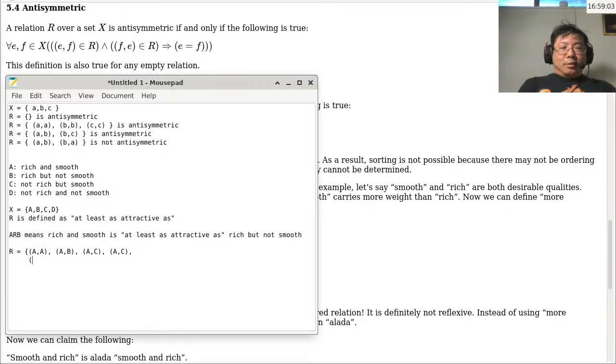Then we're going to look at B. Okay, so BB, right? Because someone who is rich but not smooth is at least as attractive as someone who is also rich but not smooth. And then we have BD for sure, right? Because D is the worst. Okay, there's no one who's going to be as bad as not rich and not smooth. Okay, that's where I am. All right, so now we can move on to C. Okay, we have CC, for the same reason. And then we have CD as well. And that's it. That is the entire set that we are trying to define.